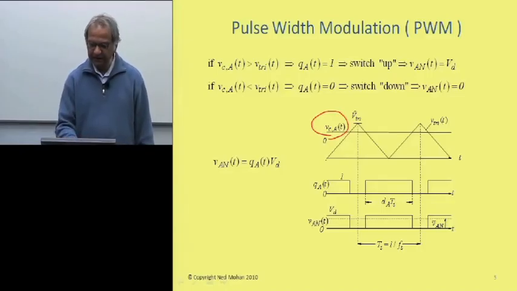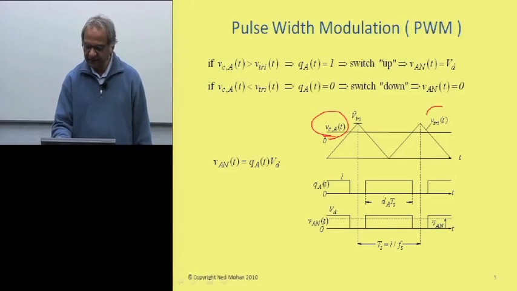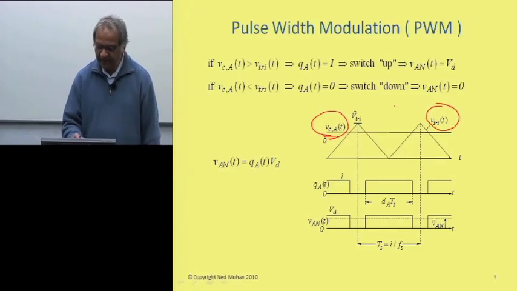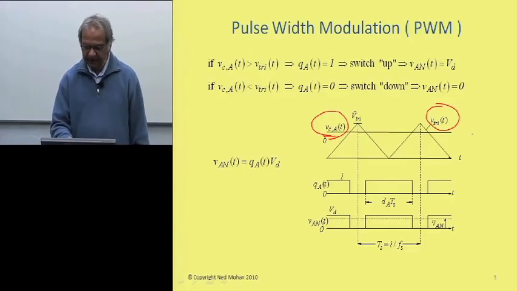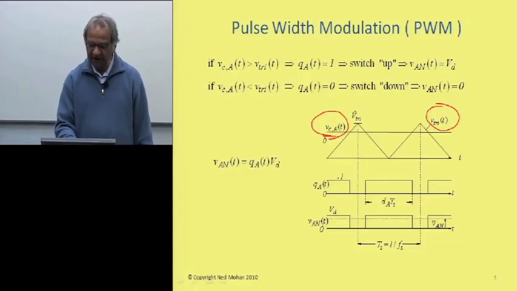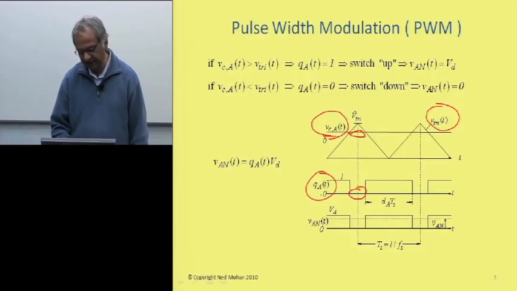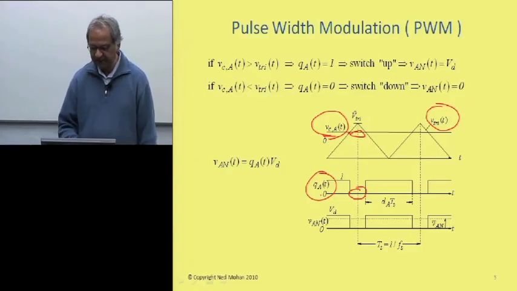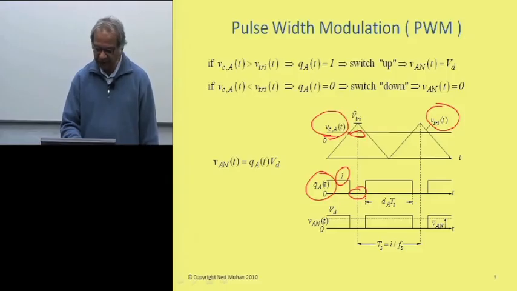And in this comparator, this control voltage is compared with a triangular waveform signal, V triangular over here. And as you can see, when this control voltage is higher than the triangular waveform, then this switching signal is 1. And when it's lower in this region over here, then the switching signal is 0. And if you go back to the previous slide, when this switch is in the up position, when Q sub A is equal to 1, then the voltage at the current port is equal to Vd.